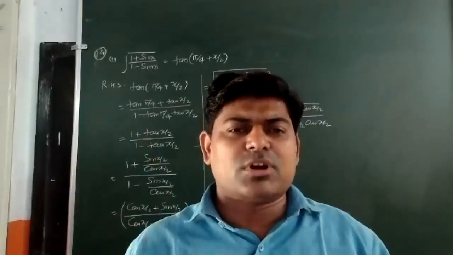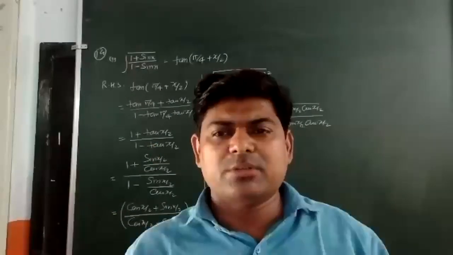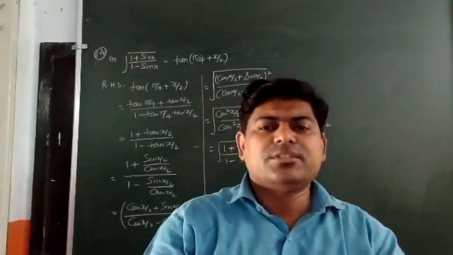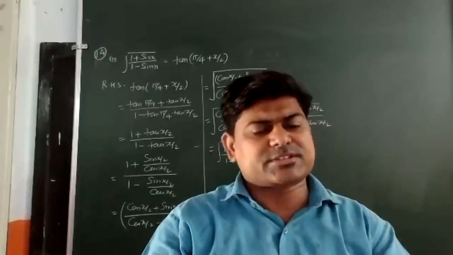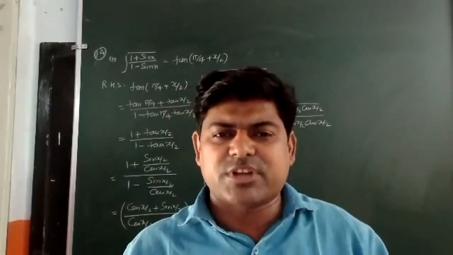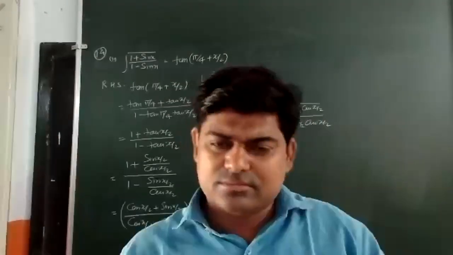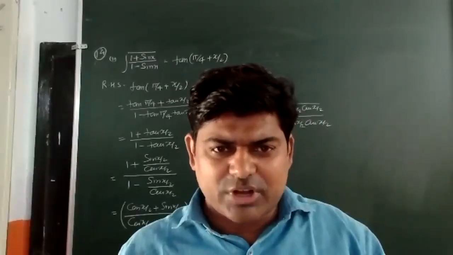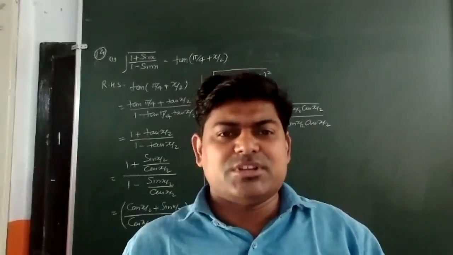So our result will be 1 upon sin x cos x. When I multiply by 2 in numerator and denominator, I'll get 2 upon 2 sin x cos x. And 2 sin x cos x can be written as sin 2x, and 1 upon sin 2x will be cosec 2x. Got it? It's okay now.